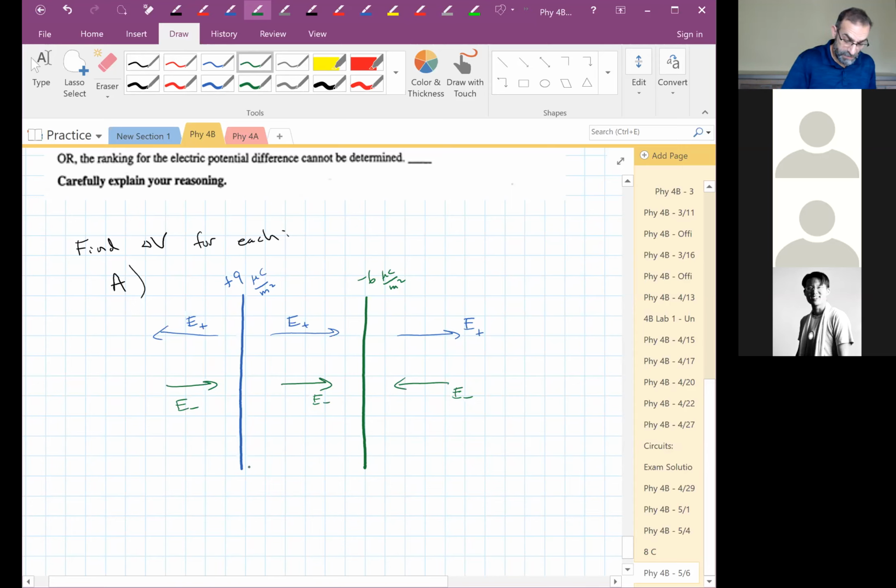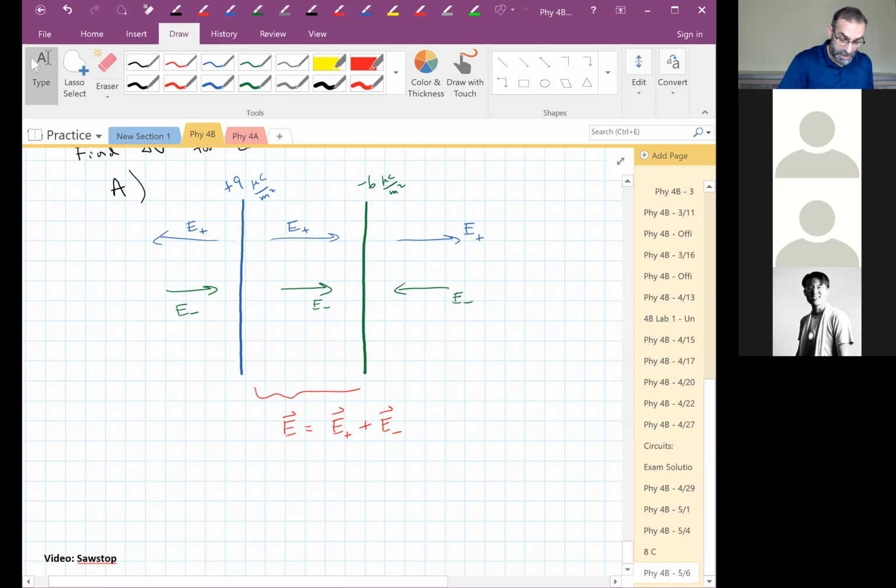And we could figure out the electric field out here. We could figure out the electric field out here, but we don't need that, right? What we need is the electric field between the two plates. And it's the electric field from the positive plate plus the electric field from the negative plate, it's vector addition. They happen to point in the same direction, so we can just add them up, but it's vector addition. Take into account the directions.